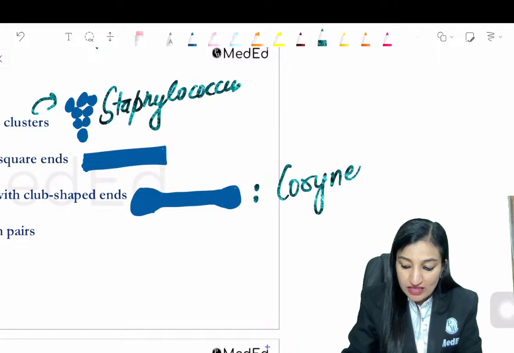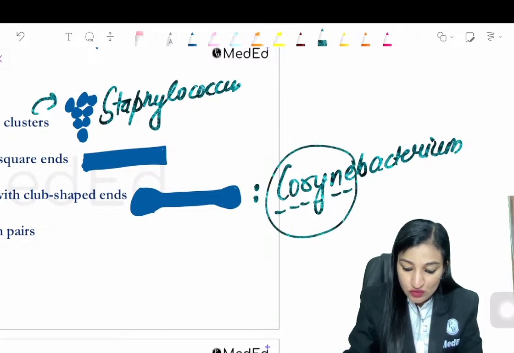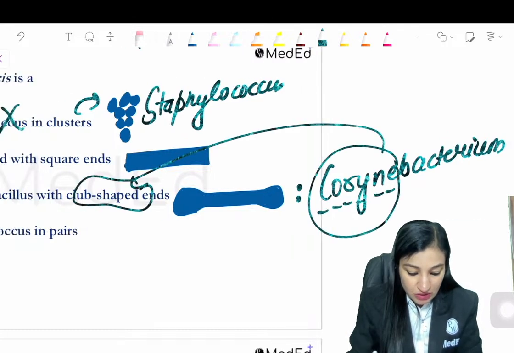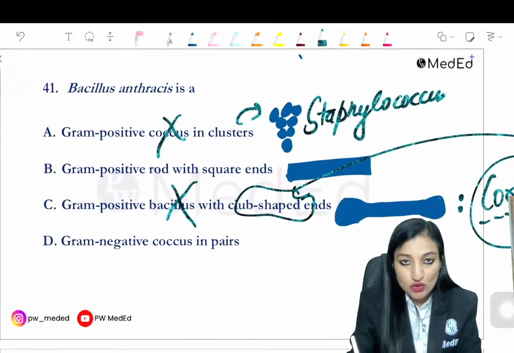Guys, it is Corynebacterium. The first six letters: one, two, three, four, five, six. Coryne means what? Club shaped. Yes, absolutely right, Vignesh and S. Okay, this is also wrong.